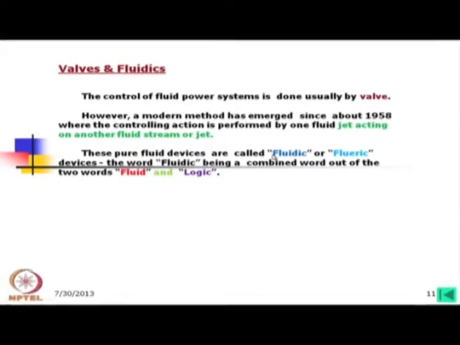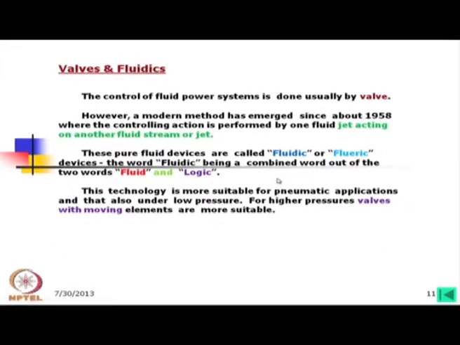However, initially the fluidic devices were only pneumatic. Therefore, they were used mostly for signaling, not as a valve where we need larger force. However, where pneumatics was used, there we could use fluidic devices also as a valve. This technology is more suitable for pneumatic application, and that also under low pressure. For high pressure, valves with moving elements are most suitable.